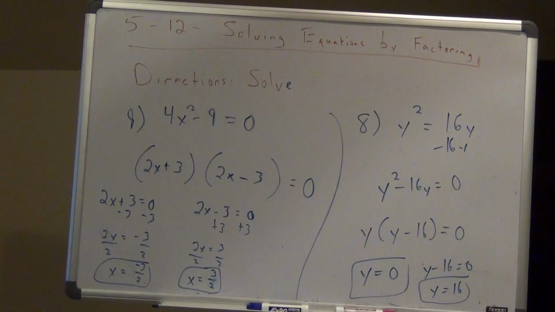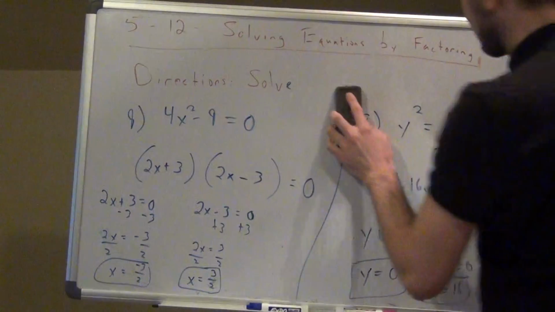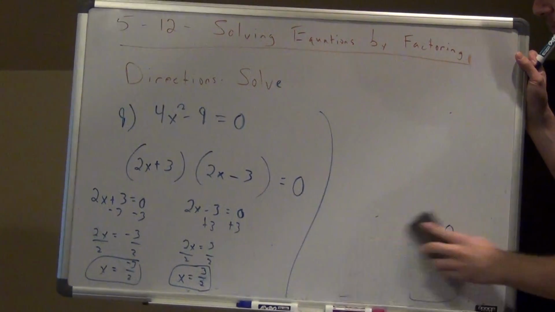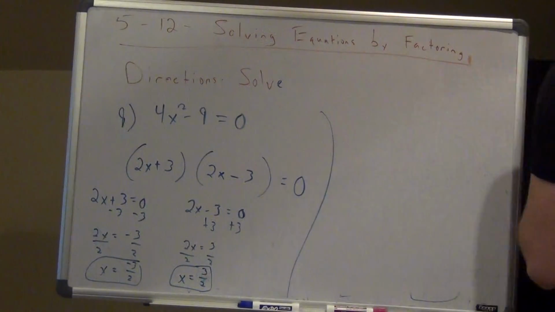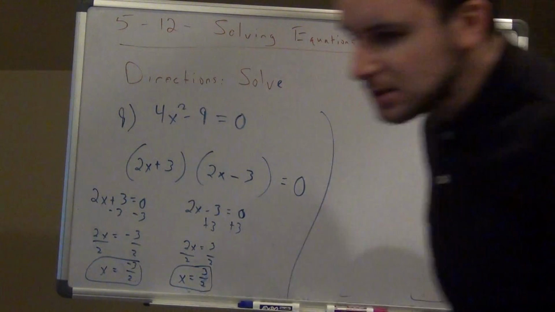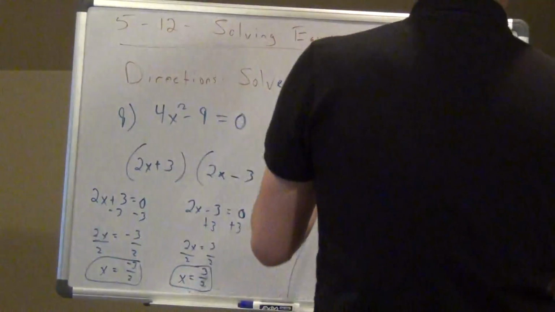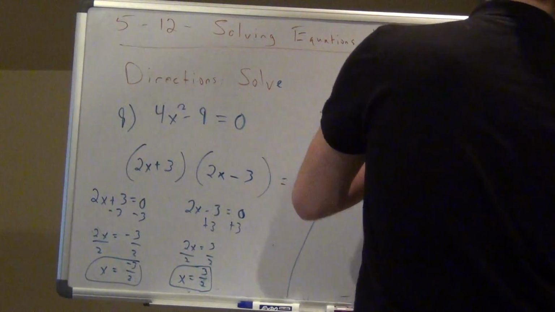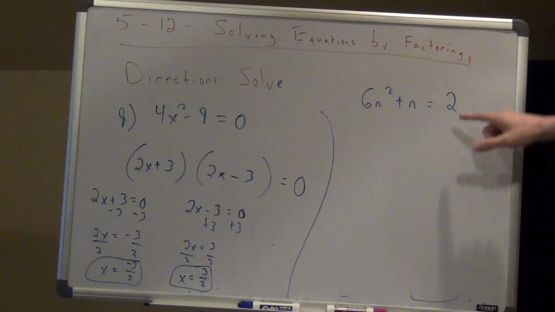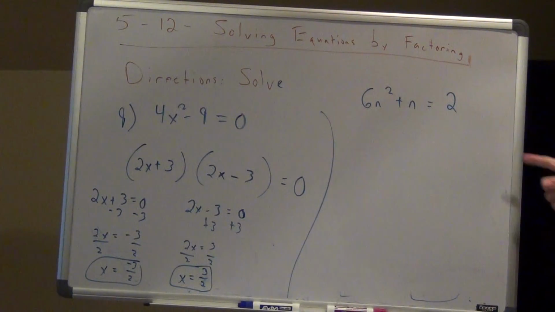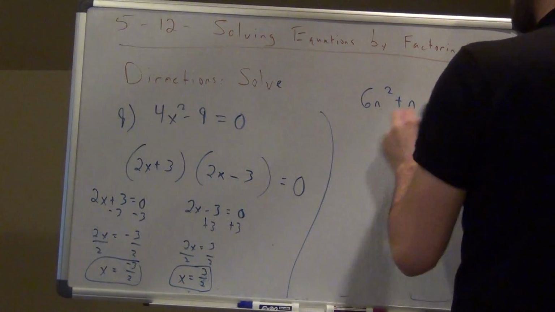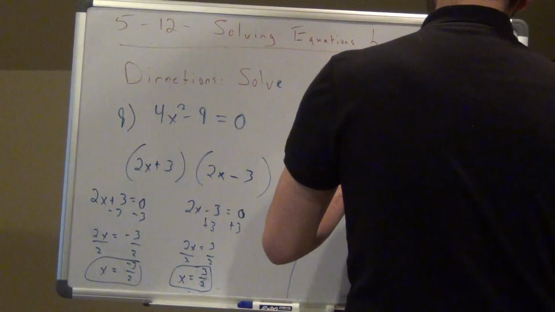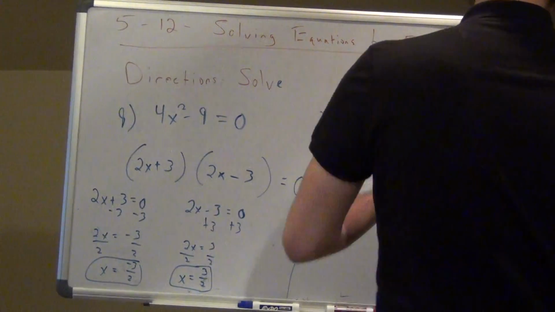All right, so one more, number 10. This is probably the toughest one, I'll say. I just made it like those harder factoring problems. So let's say you get 6n squared plus n equals 2. You have this on your sheet. The first thing I do, get it set equal to 0. I think we got that down. So I'm going to bring the 2 over, keeping the squared term positive. So I get 6n squared plus n minus 2 equals 0.